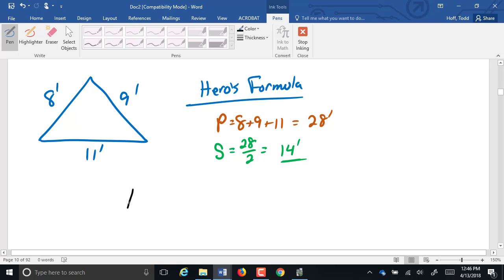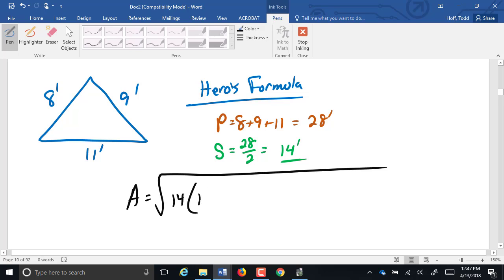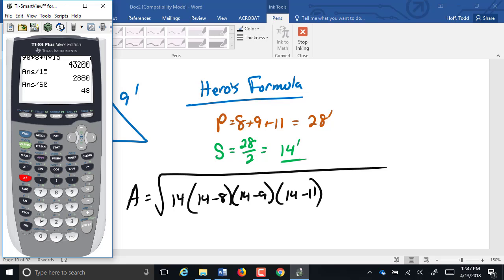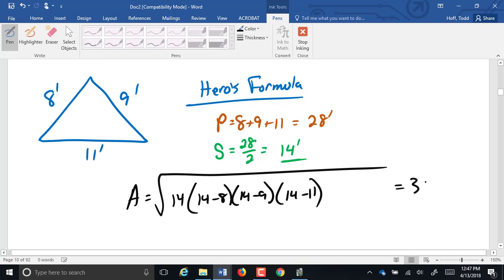Then you do the square root of 14 times 14 minus 8 times 14 minus 9 times 14 minus 11. The square root of 14 times 6 times 5 times 3, 35.50. That's in feet, so this will be square feet.